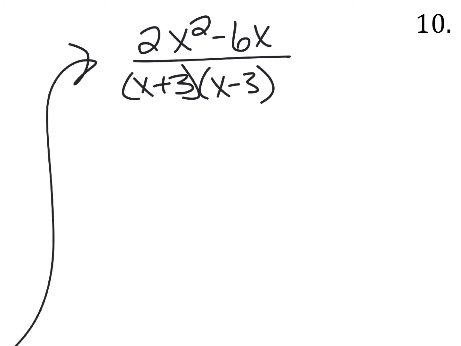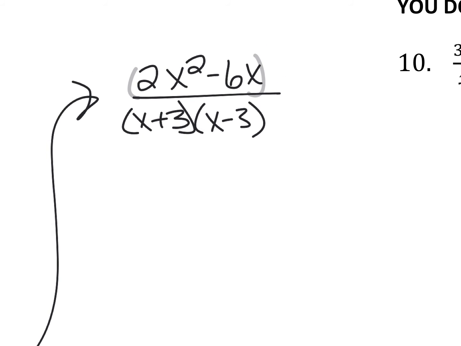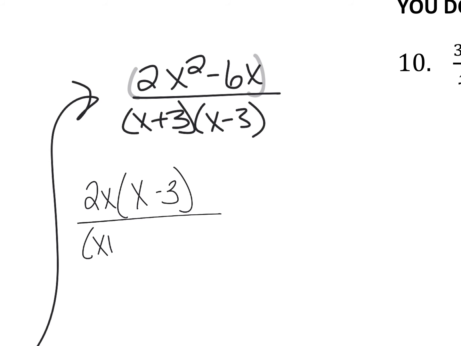My next step is to make sure that numerator is factored. Okay, so safety of parentheses around that numerator, and then let's go ahead and try to factor it. Okay, remember we always start looking for a GCF first. Do 2x squared and negative 6x have anything in common? Well, 2x is going to go into both of those, so I'm going to factor out a 2x. 2x squared divided by 2x will leave me with x, and negative 6x divided by 2x will leave me with negative 3. And again, this is all over x plus 3 and x minus 3.